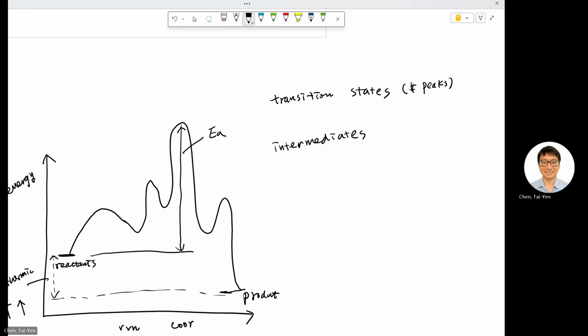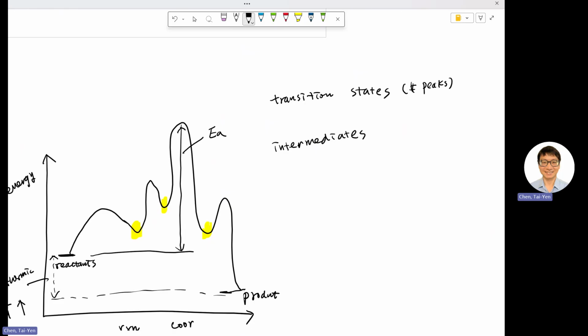Okay, how many intermediates? 1, 2, 3, right? So how do you know it's actually 3? You count the number of, how do you call this? I don't know what you call this. Everybody has different names, but it's actually the dips. Okay, so it's very important that you know how to identify the number of transition states and the number of intermediates.